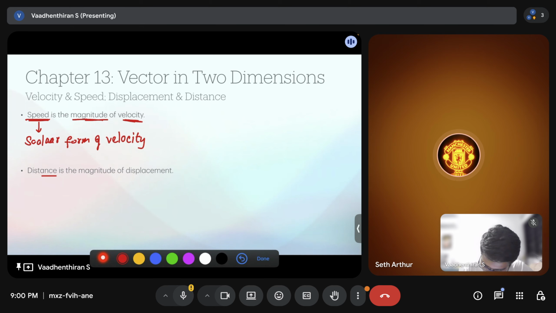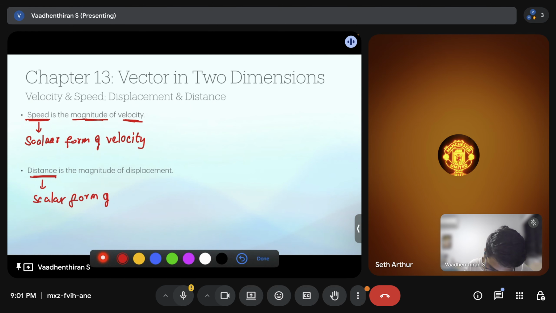And the same with distance. Distance is the scalar form of displacement.